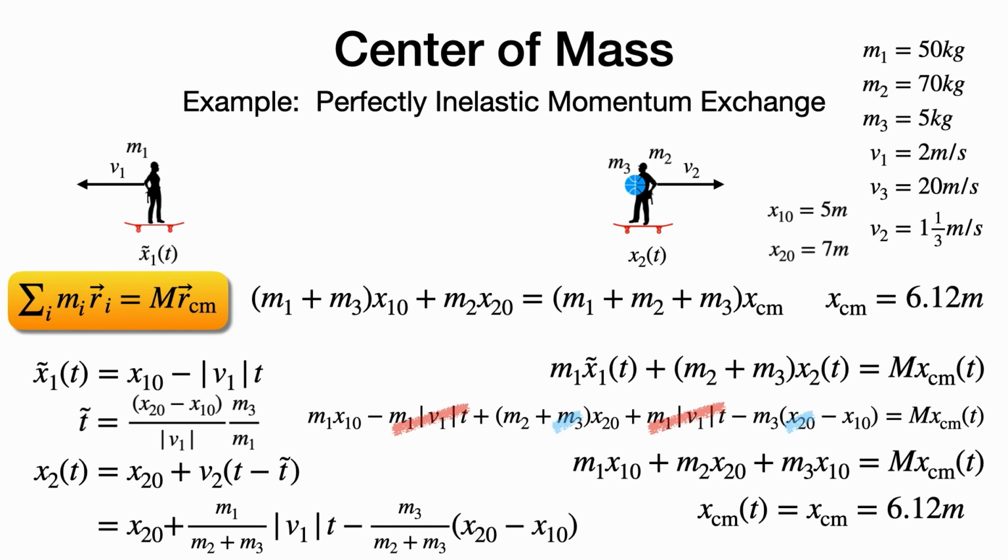Because there are no external forces acting on the system, the center of mass of the system behaves as it would under the influence of all the external forces. There are no external forces. There was no initial momentum. So the center of mass of the system is simply going to remain in place as it was before, with the center of mass at 6.12 meters.